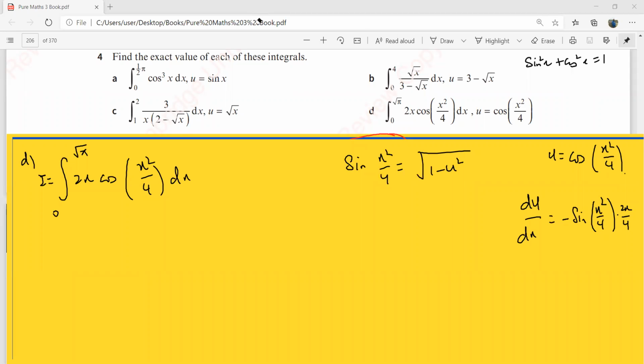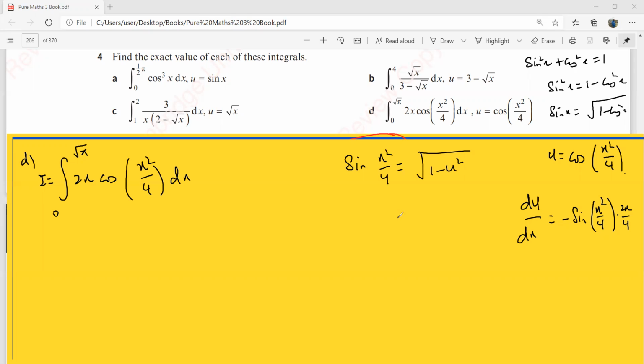So we can say that, because I'm looking for the sine thing. Okay, so this sine square x is 1 minus cos square x, and then your sine x is under root 1 minus cos square x. So if this cos x was u, then the sine x would be under root 1 minus u square. So similarly, the sine of x square over 4 is under root 1 minus u square over here. I have done this in this part A as well.